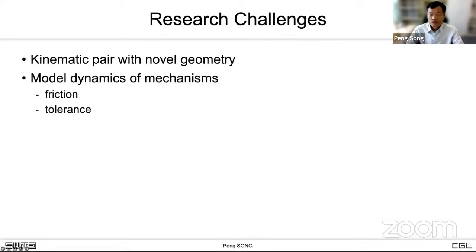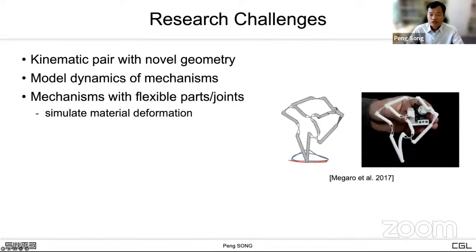The second challenge is to model dynamics of mechanisms. In dynamic modeling, friction is always difficult to be precisely modeled and simulated. In case we consider tolerance in the mechanism, the dynamic modeling will be even harder. In traditional mechanisms, each mechanical part is modeled as a rigid body. However, flexible parts and joints have advantages under some user scenarios, for example, for manipulating fragile objects. Modeling mechanisms with flexible parts or joints is difficult because we need to simulate deformation behavior of these flexible materials.